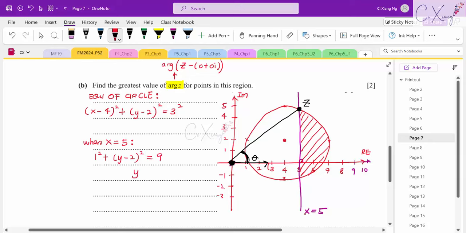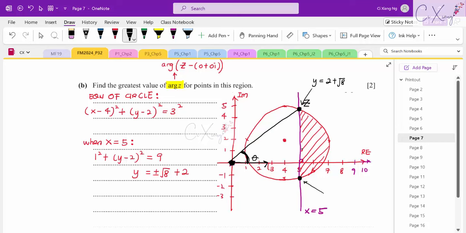Then if you try to solve for y, you will have plus minus square root 8, plus 2. You have two values of y. The first one is y equals 2 plus square root 8. It should be a large value, right? Then another y will be somewhere here, because when you solve for x equals 5, you get two values of y, which is correct because you should have two points of intersection between the line x equals 5 and the circle. So for this particular value of y, it should be y equals 2 minus square root 8.